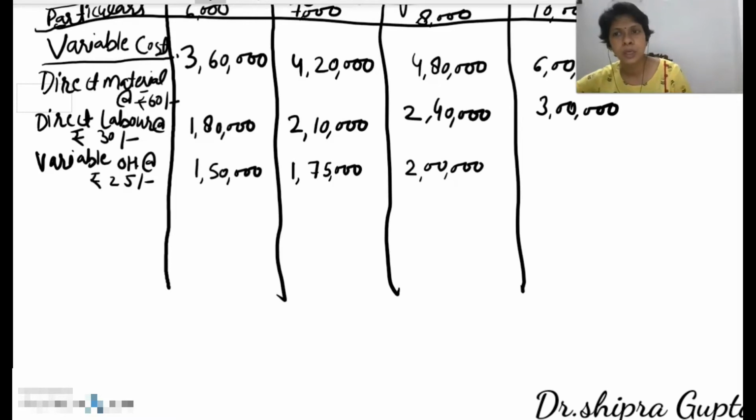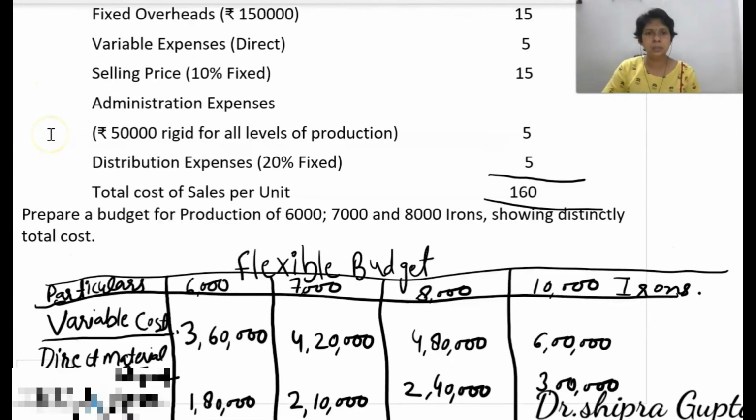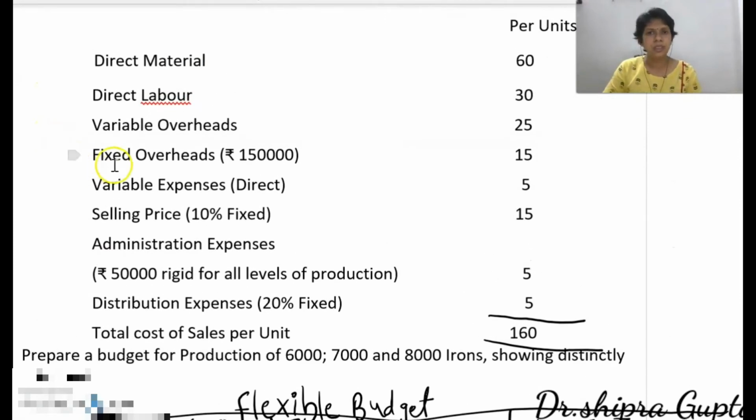And then the last one, 25 into 10,000, it means 2,50,000 rupees. And the next term is fixed overheads. Its price is rupees 15 per unit and total amount rupees 1,50,000. 15 multiply 10,000. For the calculation of fixed overhead, we always multiply per unit price to total base unit. Base unit 10,000 given. So 15 multiply 10,000, it means 1,50,000.